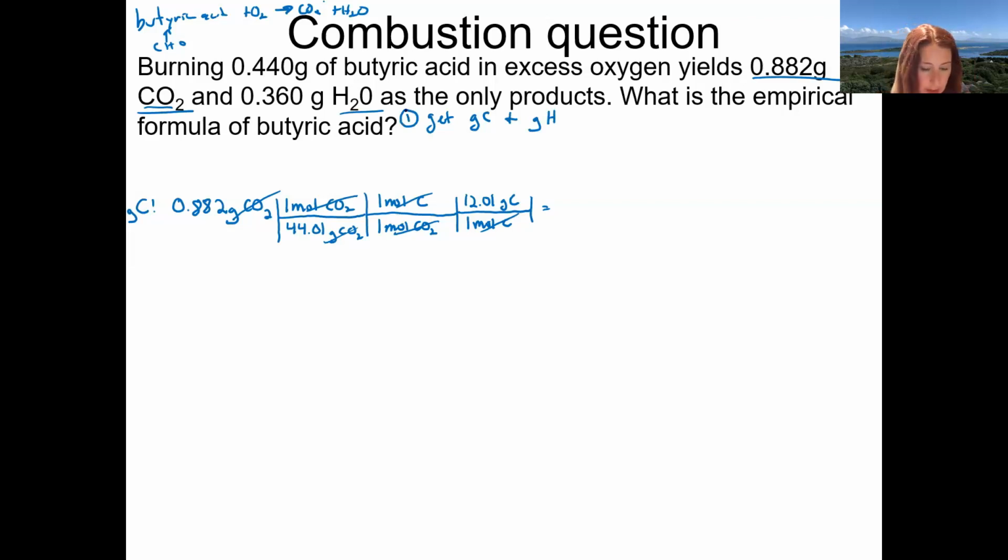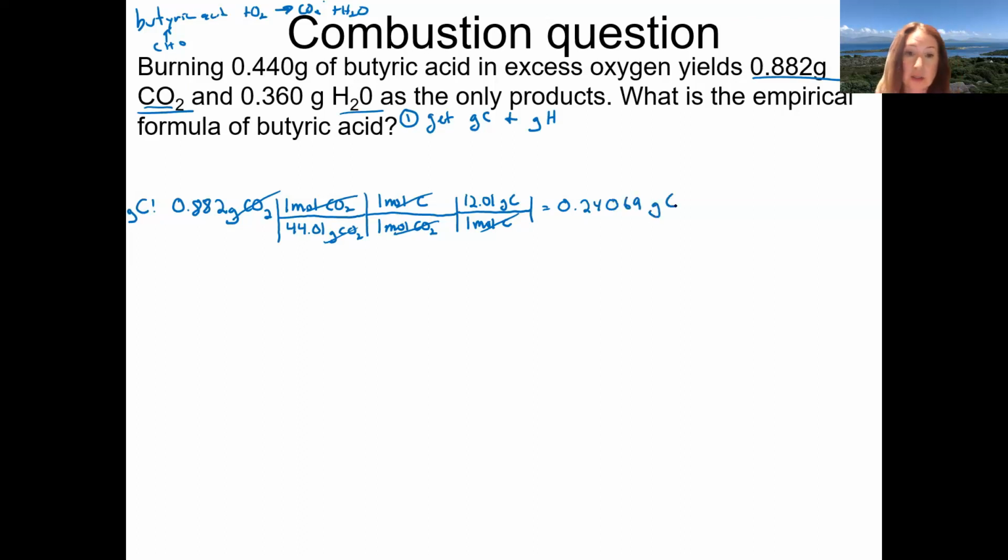So 0.882 times 12.01 divided by 44.01, just making sure that everything's right. And I get 0.24, I'm not going to care about my sig figs till the end, 0.24069 grams of carbon.